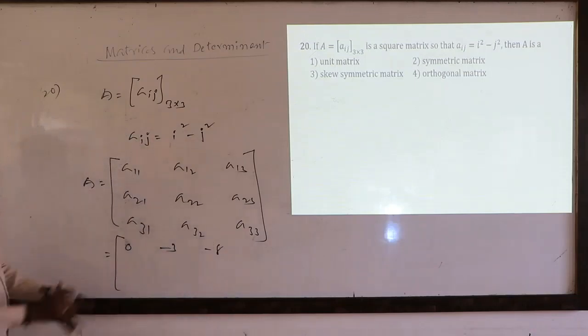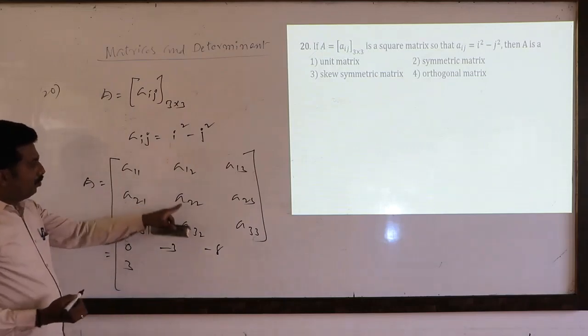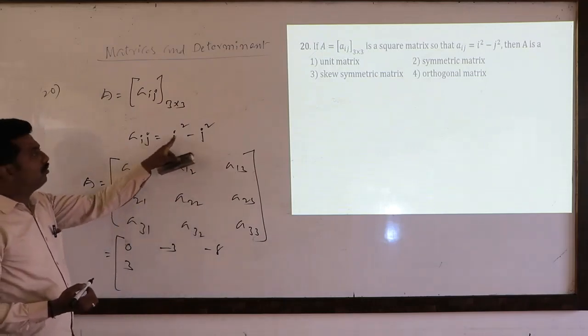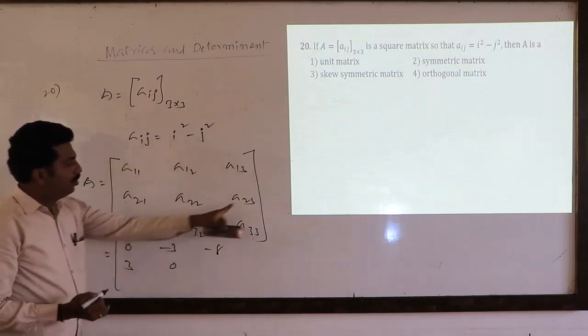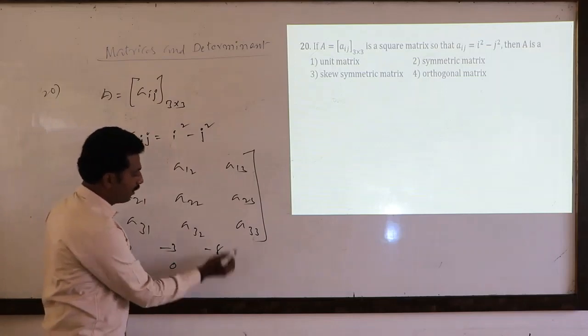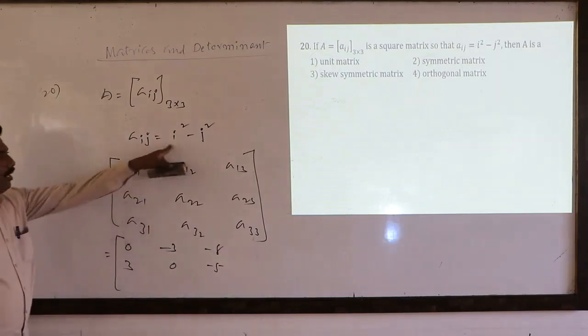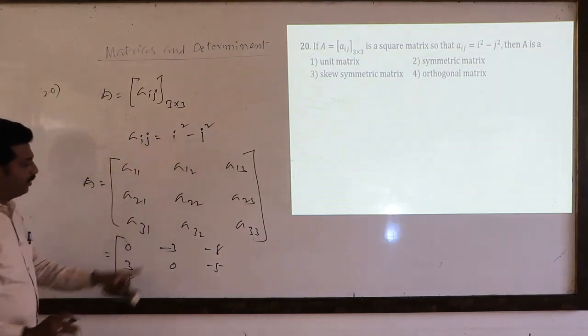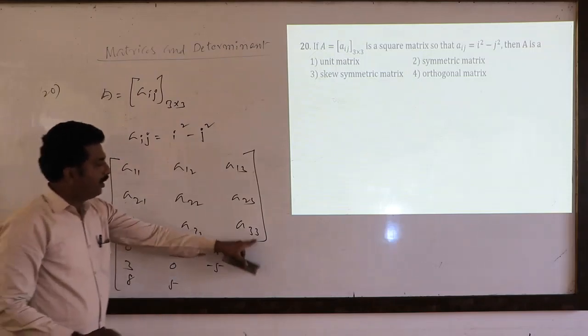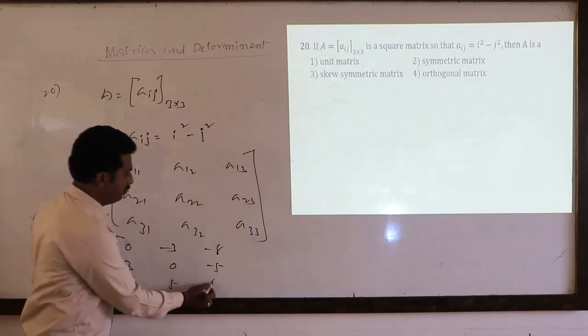A21: 4 minus 1 means 3. A22: 4 minus 4, i value 2, j value 2, is 0. A23: 4 minus 9, minus 5. A31: 9 minus 1, 8. A32: 9 minus 4, 5. A33: 9 minus 9, 0.